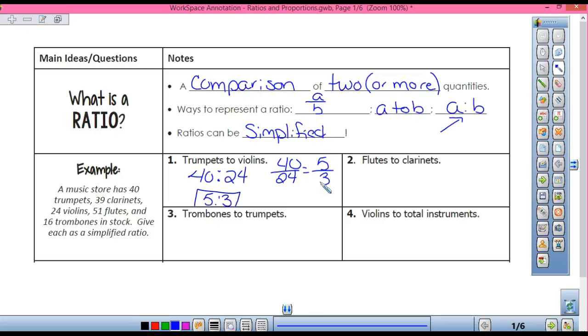Number 2, flutes 51, to clarinets 39, 17 to what? Oh, look at you guys go. What did you divide by? 3? Alright, trombones 16, to trumpets 40. We get 2 to 5. Yep, divide both by 8. Very good.